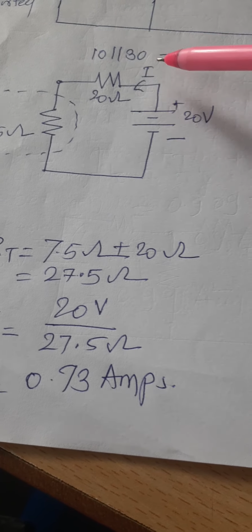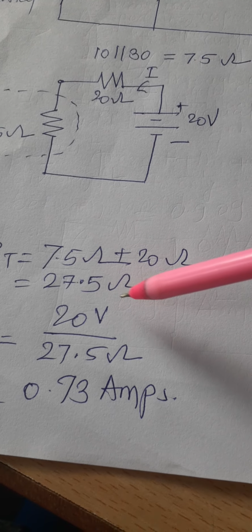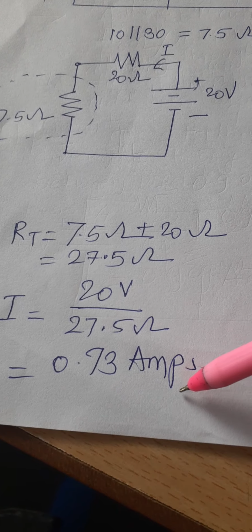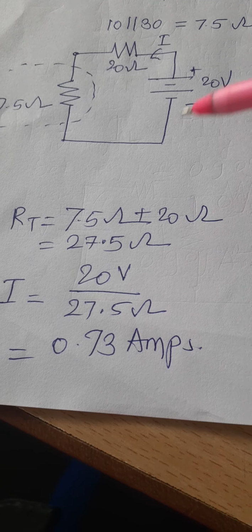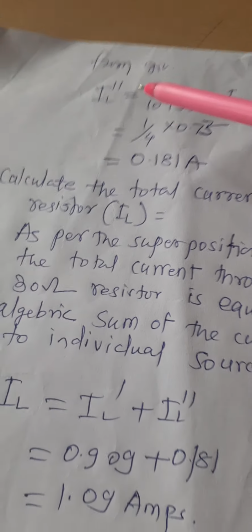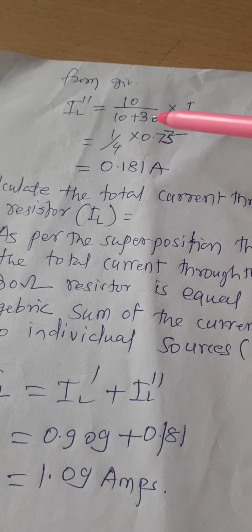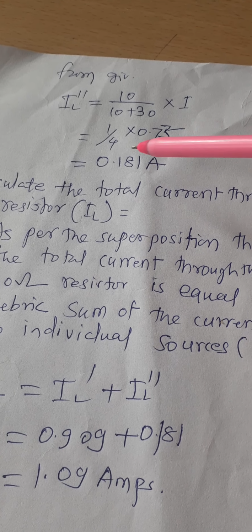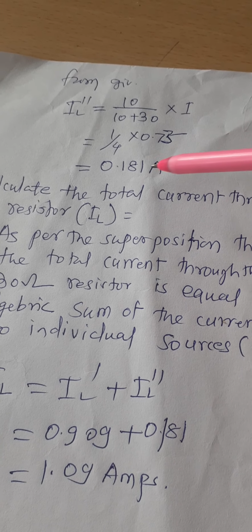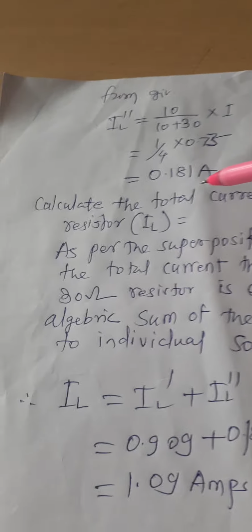This 7.5 ohm is added to this particular 20 ohm resistance, and you will get 0.73 ampere total current due to 20 volts in this circuit. This is I. Now we are going to solve for IL double dash, which is 10 upon 10 plus 30 into I, that is 1 by 4 into 0.73, and we get the answer 0.181.